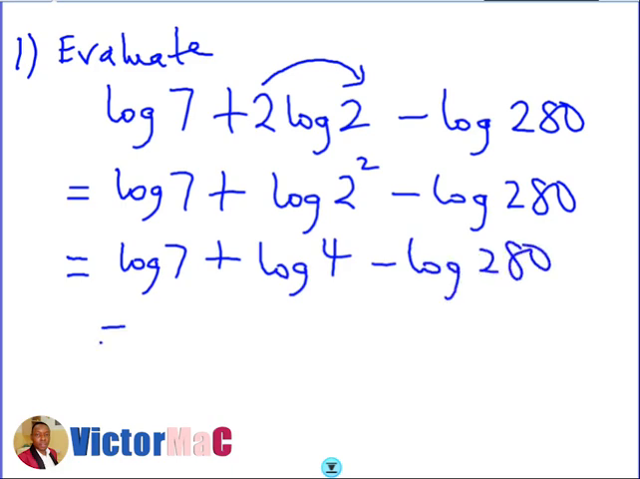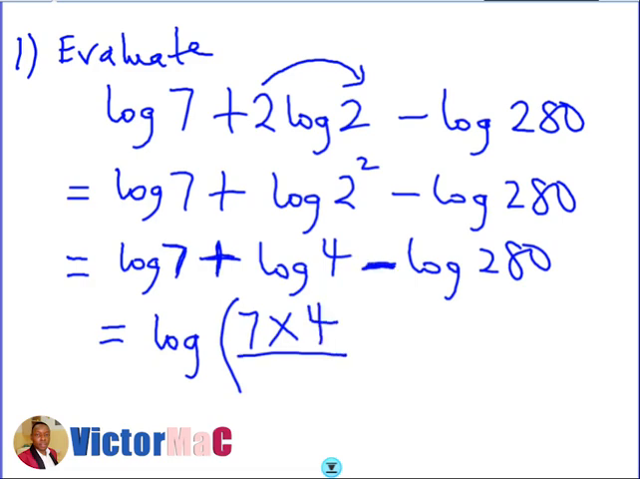Alright, so now by the multiplication law and division law, the log is common of base 10, then this 7 will multiply, the plus will change to multiplication, then 4 followed by the minus, which is going to be division, 280, and then we multiply the numerator. 7 times 4 is 28 over 280.